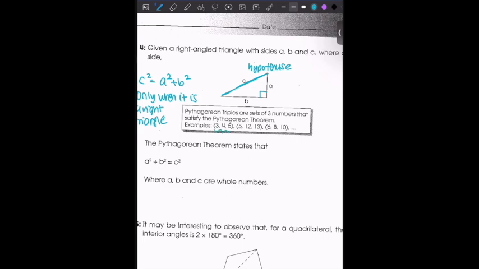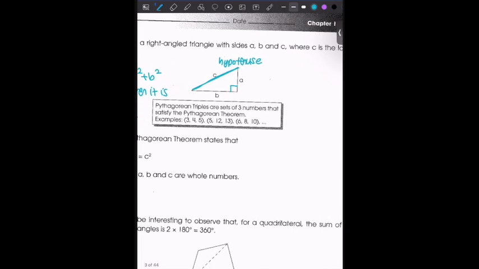So the longest one, 5, let's just check if 3, 4, 5 fits the Pythagorean theorem or not. It's one of the most common Pythagorean triples. Since C is 5, 5 squared is equal to 3 squared plus 4 squared. And we can confirm that because 25 is equal to 9 plus 16.